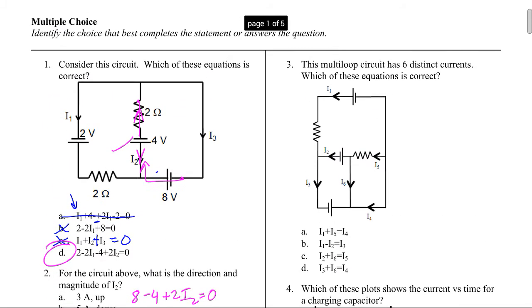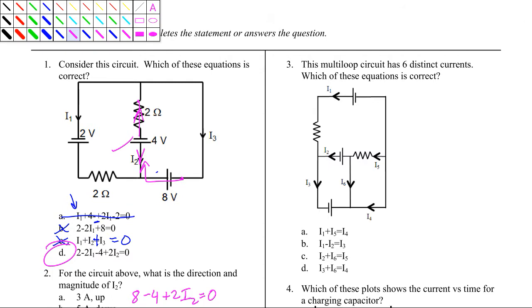This multi-loop circuit has 6 distinct currents. Which of the equations is correct? This one was a little bit different than one we've seen before because I have this extra branch here. Instead of having 3 currents, I have 6 currents, but application is still the same. I just take each junction.